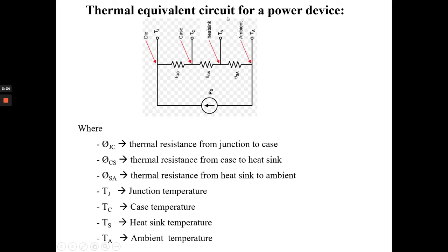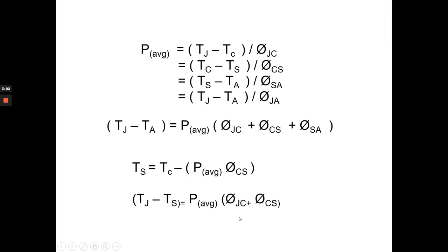Now we'll see the thermal equivalent circuit for a power device. This is the thermal equivalent circuit. Here ΦJC is the thermal resistance from junction to case. ΦCS is the thermal resistance from case to heat sink. ΦSA is the thermal resistance from heat sink to ambient. Tj is the junction temperature. Tc is the case temperature. Ts is the heat sink temperature. Ta is the ambient temperature.